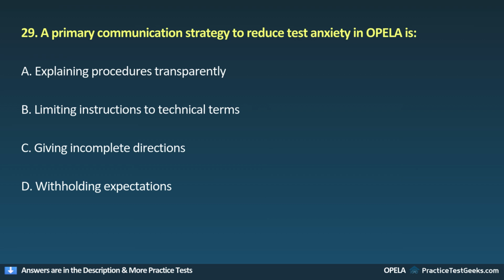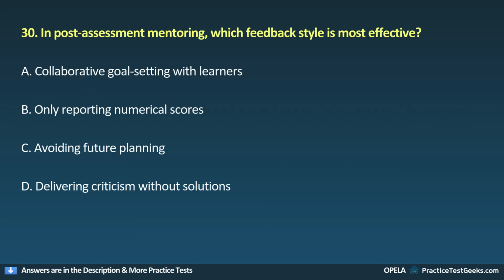29. A primary communication strategy to reduce test anxiety in OPELA is: A. Explaining procedures transparently. B. Limiting instructions to technical terms. C. Giving incomplete directions. D. Withholding expectations.